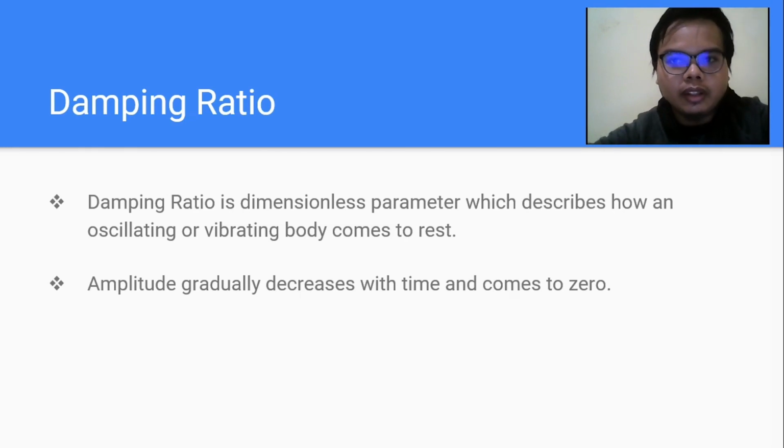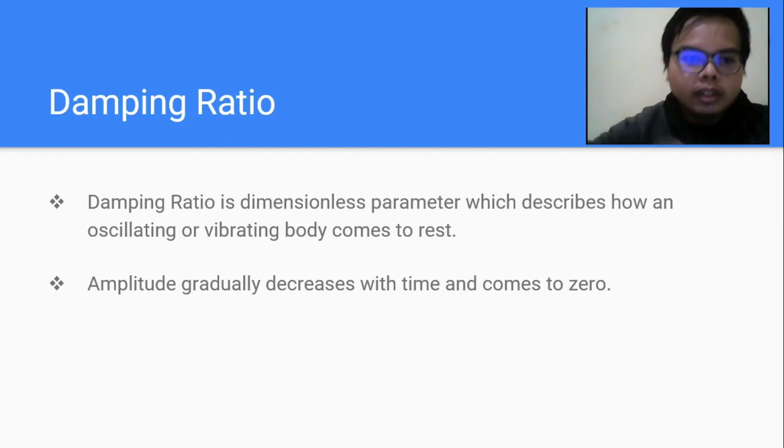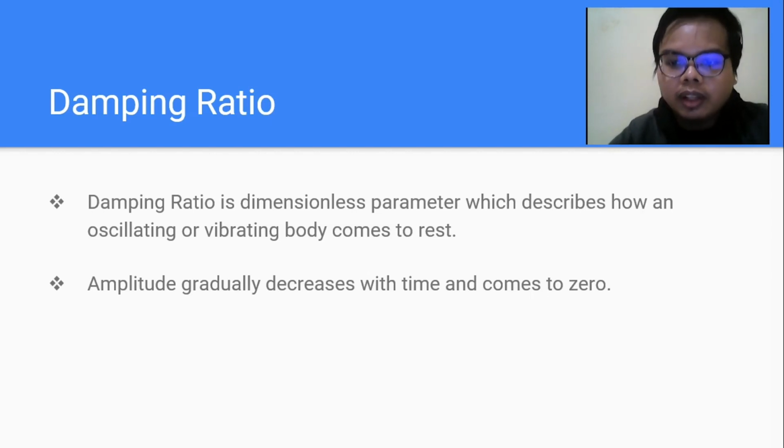In this video I am going to explain about the damping ratio. So we need to understand what a damping ratio is. Damping ratio is a dimensionless parameter which describes how an oscillating or vibrating body comes to a rest. Basically, every oscillating system comes to a rest or equilibrium state after a certain amount of time.